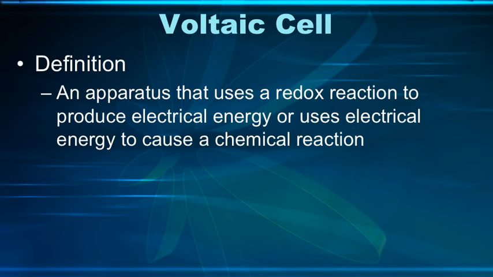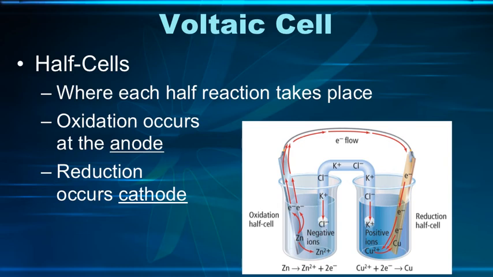So what is a battery officially? A voltaic cell is an apparatus that uses a redox reaction to produce electrical energy or uses electrical energy to cause a chemical reaction. The half cell is where that half reaction takes place. We already said that the left side of our example here was the oxidation half cell. These plates here are generically called electrodes, but when we know which one's oxidation and which one's reduction, we can name it. The plate on the left side, since that's where oxidation is occurring, is called the anode. And over here where reduction is occurring, this is called the cathode.